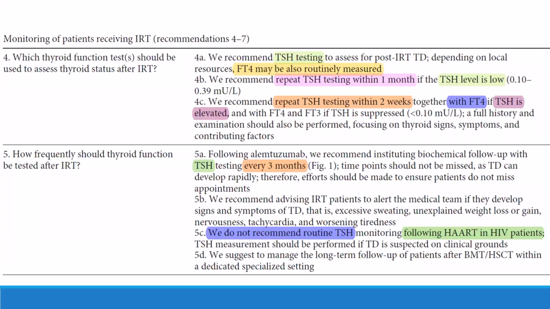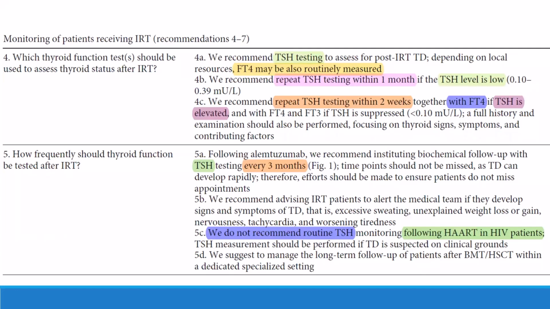We should repeat TSH within 1 month if the TSH is low, between 0.1 and 0.39. So, if it is grade 1 subclinical hyperthyroidism, in this situation, we should repeat TSH within 1 month. But if TSH is less than 0.1, in this situation, we should repeat TSH within 2 weeks.